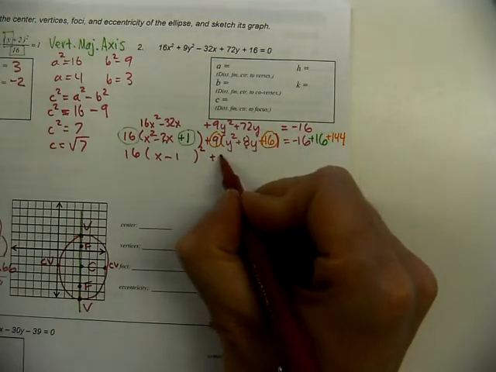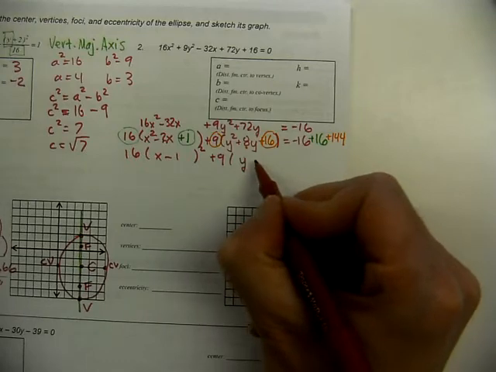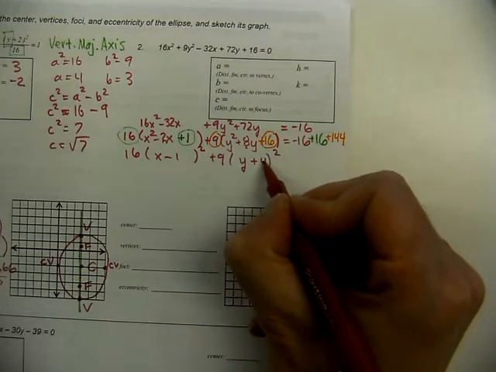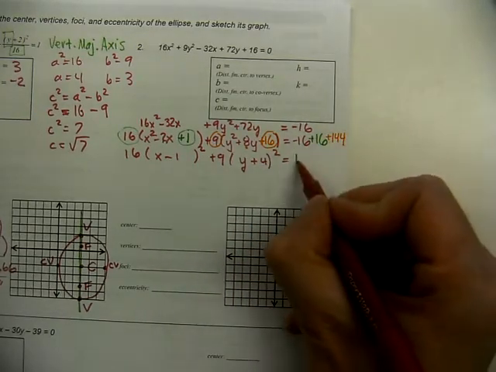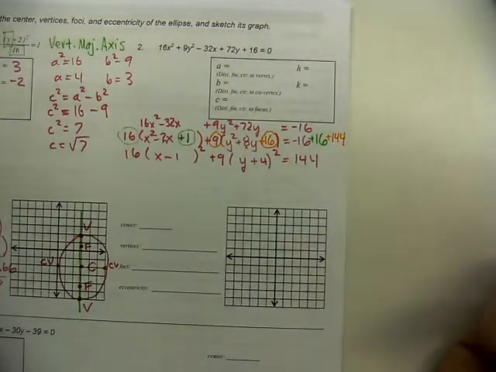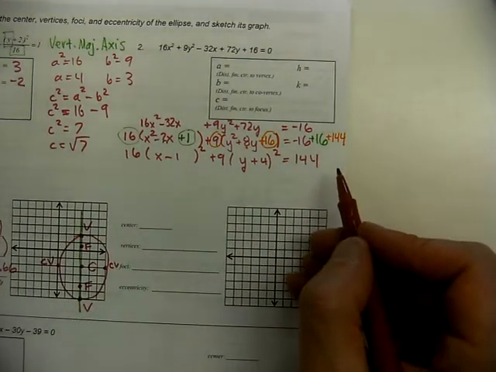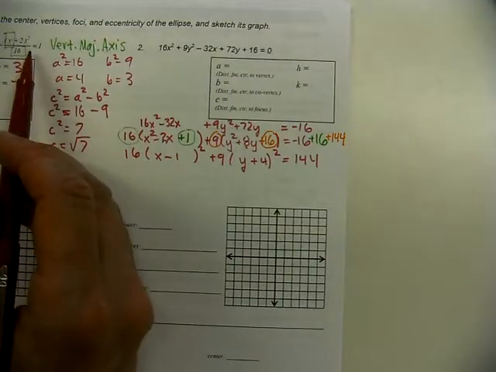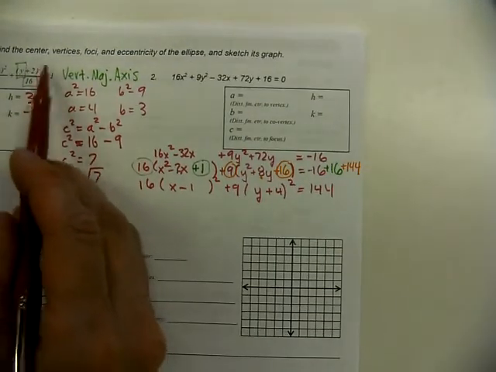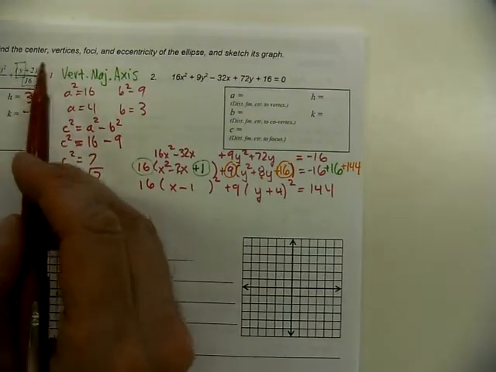Here in the middle, we have the positive 9 in front. This trinomial factors to y plus 4 quantity squared. And on the right-hand side, that turns into 144. So we have successfully completed the square. But we're still not quite in the form we need for the ellipse. Notice we have to have a 1 on the right side. We have to have these denominators.